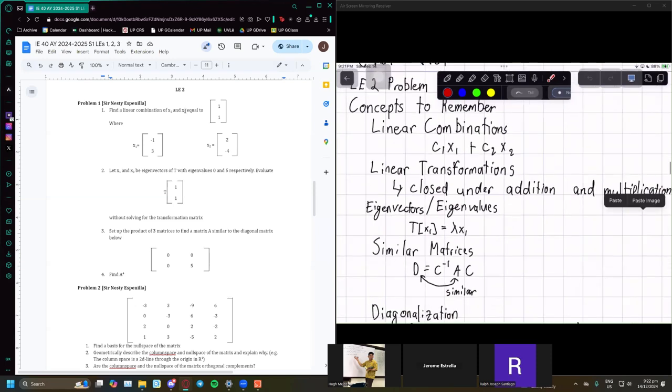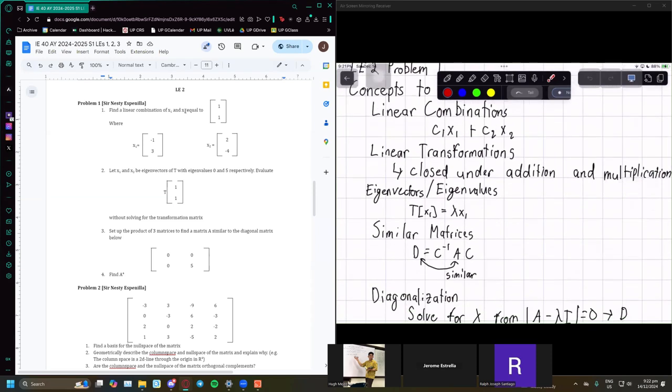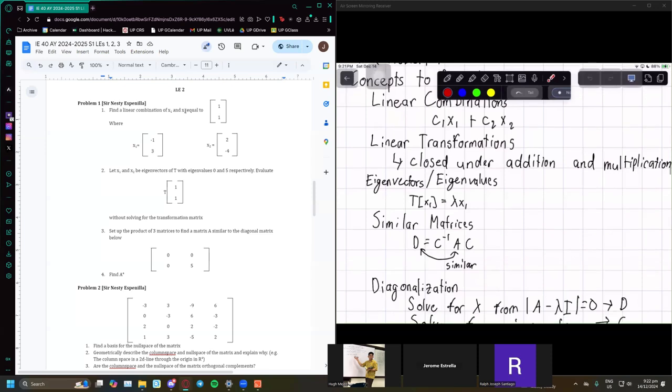As for linear transformations, they are basically analogous or similar to functions in our normal math, or also in programming. You can kind of think of it that way if you're into that. Anyway, so linear transformations are closed under addition and multiplication, which is a property we'll be applying later. Also worth noting, you should be able to express linear transformations as a matrix.